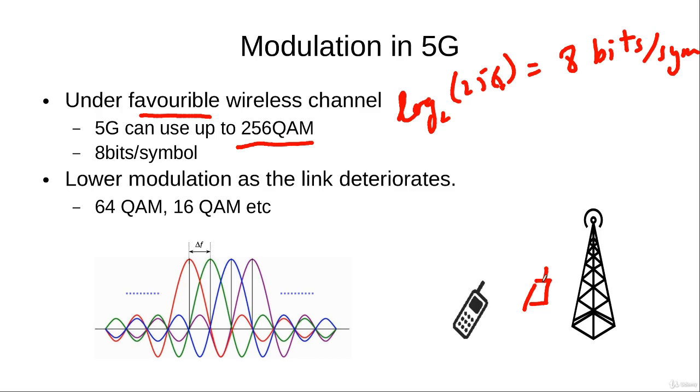But if this mobile moves away from the base station and if there are obstacles in between them, then we have to downgrade the modulation scheme. We may use, for example, 64 QAM, or if the channel is worse, then we can use 16 QAM. In the case of 64 QAM, we have 6 bits per symbol, and in the case of 16 QAM we have 4 bits per symbol.